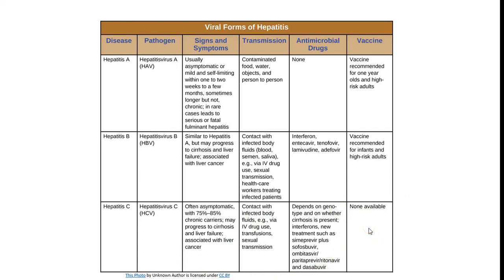So with the hepatitis viruses, make sure you can distinguish between the three by their unique factors: transmission, whether it is acute or chronic, treatments, and vaccinations. So that's going to conclude the first of our videos on viral infections.